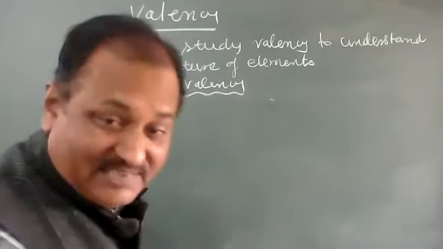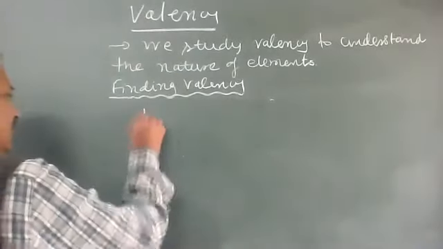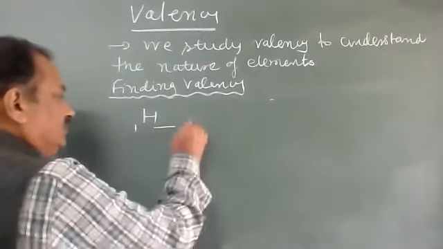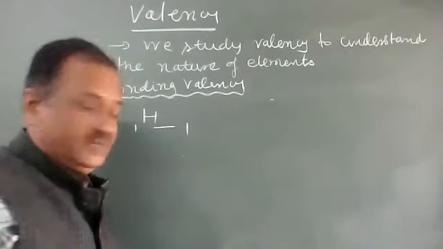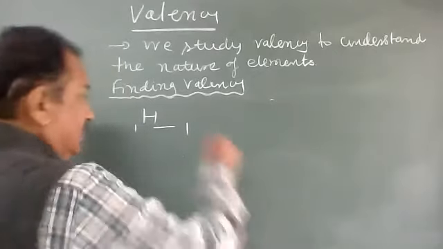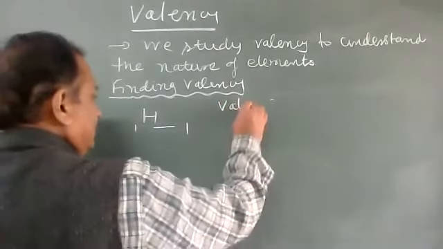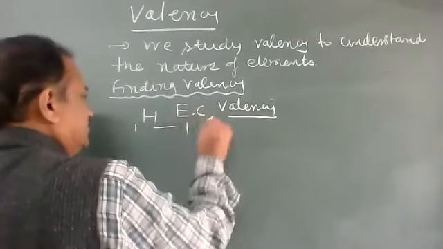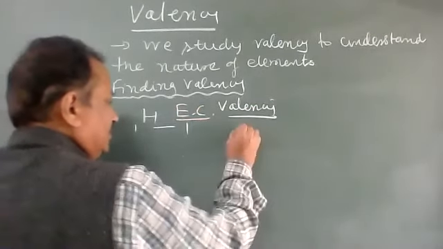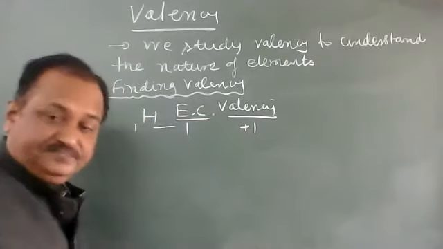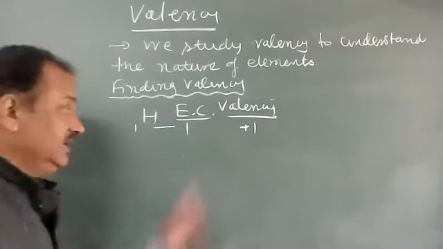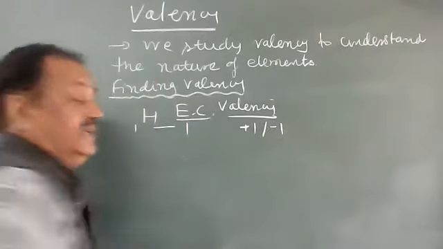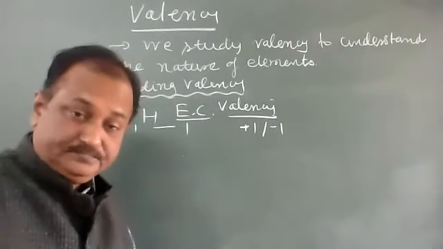Now, first start with the simplest element, that is hydrogen. See hydrogen, atomic number is 1, so its electronic configuration is 1. Here we write down the valency, which is plus 1. It can be written as minus 1 also.